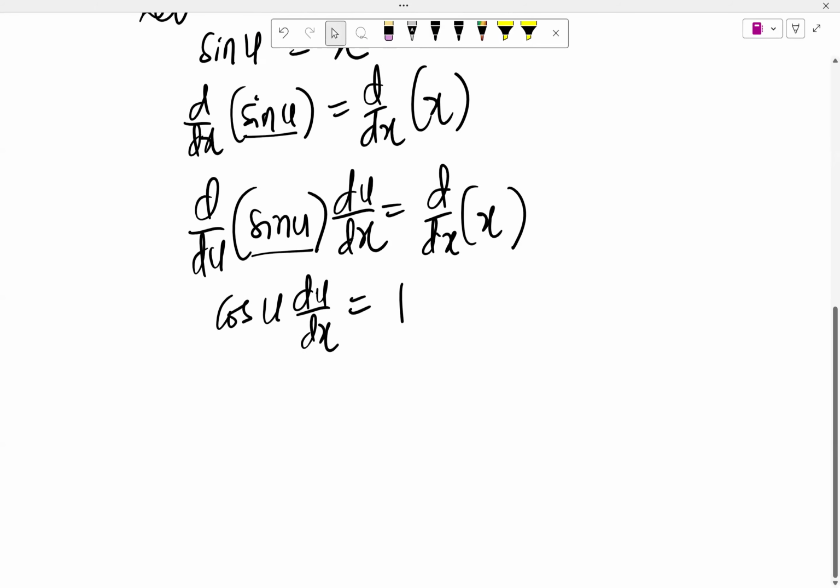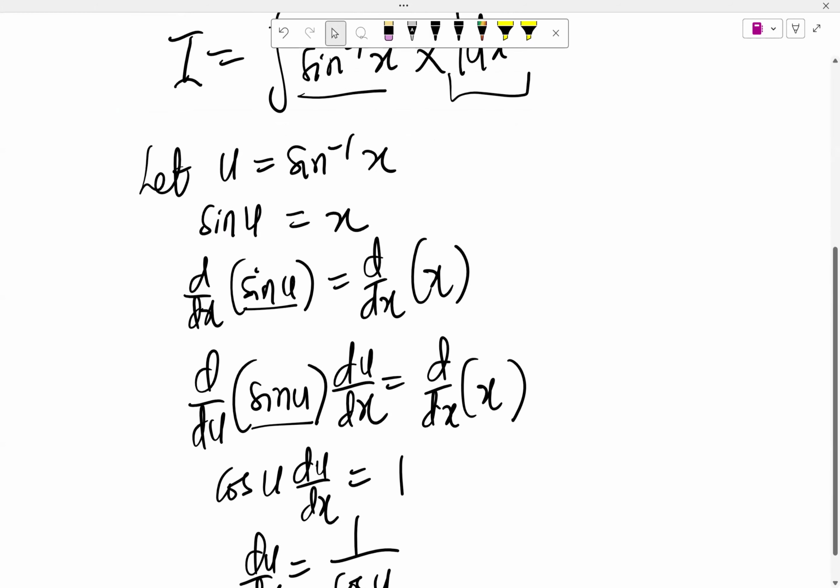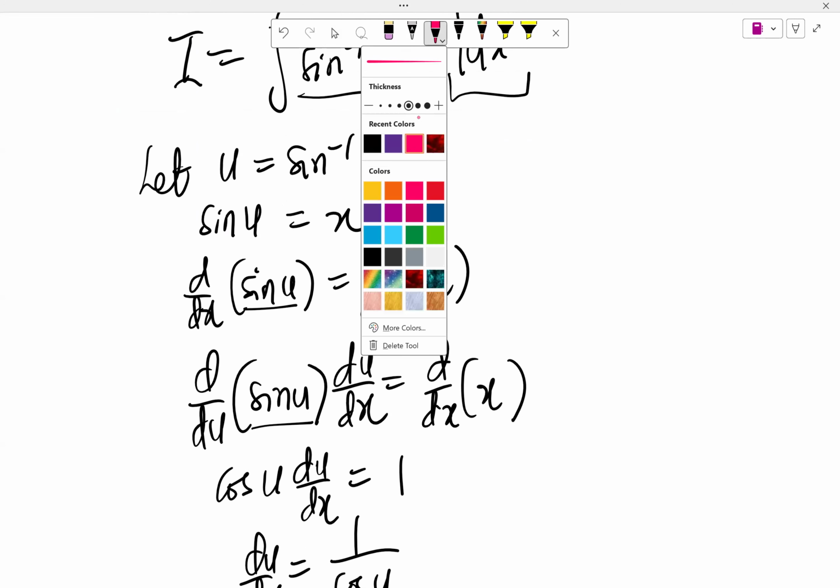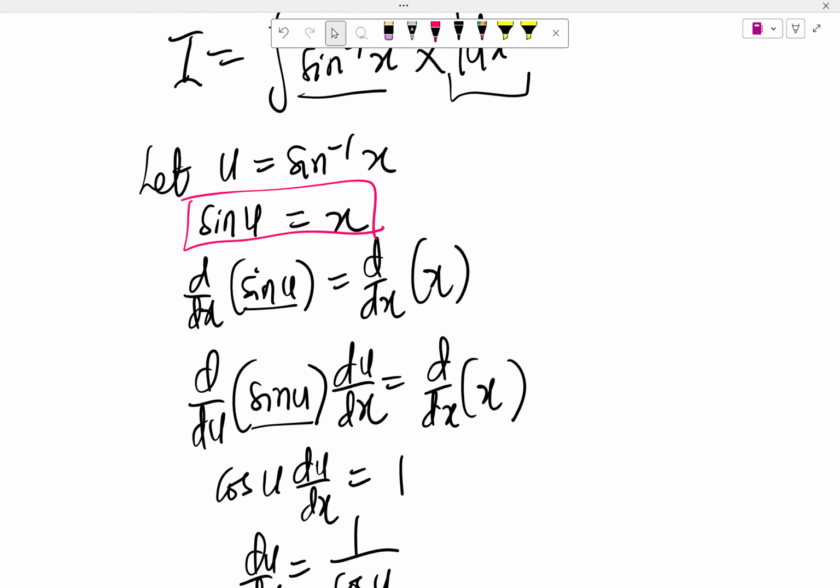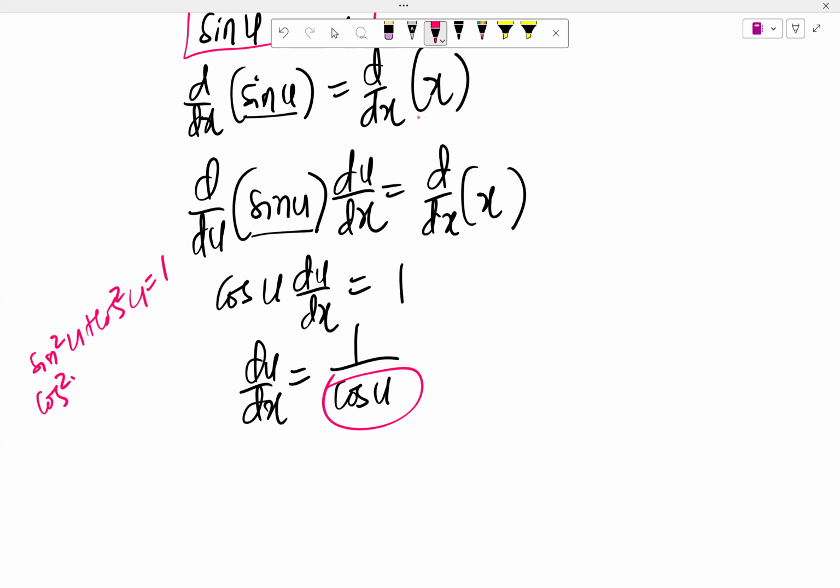So don't forget we had u, now we need du. So it means that du dx is the same thing as 1 over cos u. But then we are not done, because we need something in terms of x. So you want to remind yourself that sine u here is actually x. And we know that sine squared u plus cos squared u is equal to 1. So if you have cos u here, that means that cos squared u equals 1 minus sine squared u.